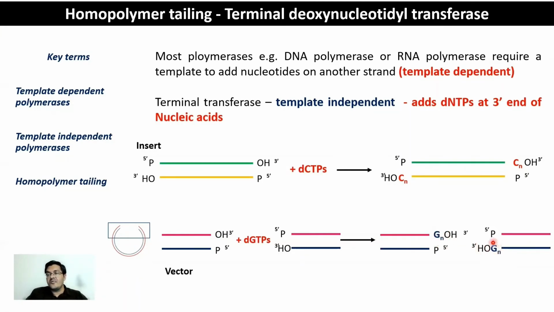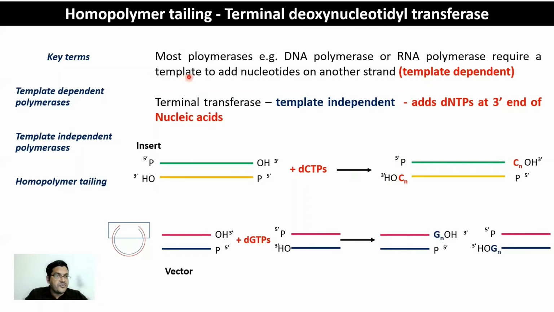So this is your guanine here, G subscript N. N could be any number depending on how much reaction time you give. The more reaction time you give, the more guanines will get added. This is again very important, and this helps you generate sticky ends which are complementary to each other on the insert and on the vector at the 3' ends.